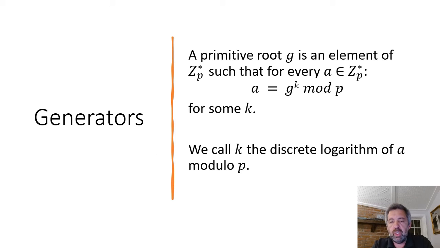We're going to use generators. A generator is a primitive root of the set Z star P, which are the natural numbers relatively prime to a number P, numbers up to P. And for every number in Z star P, that number A can be expressed as G to a power K mod P. And we call K the discrete logarithm of A modulo P. So that's what a generator is.